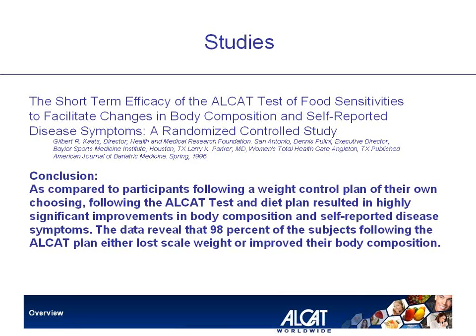Here's a study that was done at Baylor Medical College that details the success rate that the ALCAT has with patients who have the inability to lose weight. What they did was they tested 100 patients. 50 of them did their own form of weight loss. The other 50 did the ALCAT test and simply followed the ALCAT test results, which were an eat this, don't eat this test result. 98% of the patients who followed the ALCAT plan lost weight or improved their body composition, thus proving that the ALCAT test is an effective method for weight control.